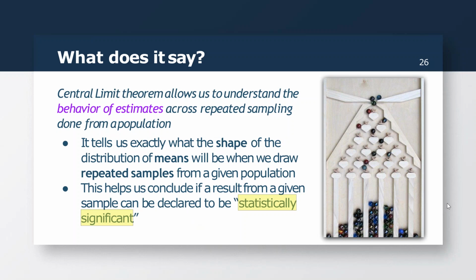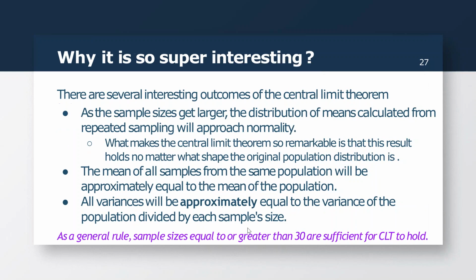Okay, great. So there are several interesting things you can read through this. As the sample sizes get larger, the distribution of means calculated from repeated sampling will approach normality. That means suppose you take more and more people to measure height. Suppose instead of 5 you take 5,000 people. Then you'll get a much more accurate example, right? Suppose instead of 5,000 people you take 5 million people. Then you'll get a much more accurate result. Yes or no? So that's what this point means.